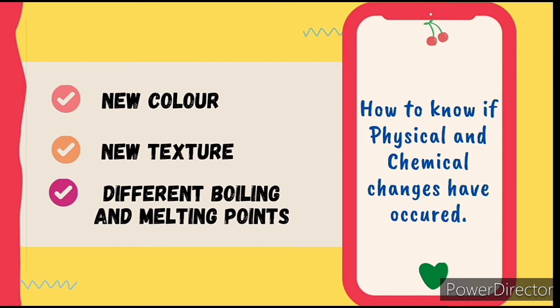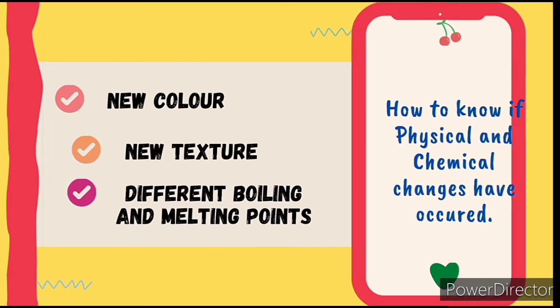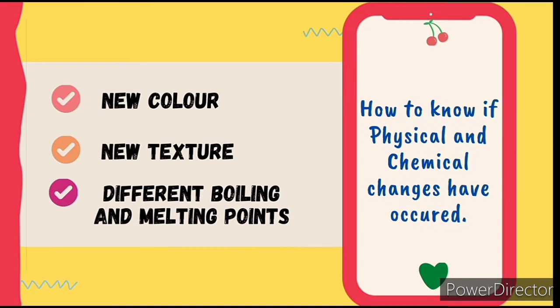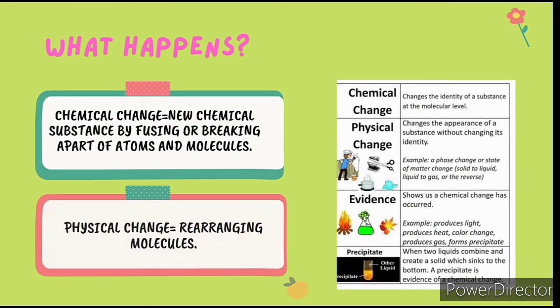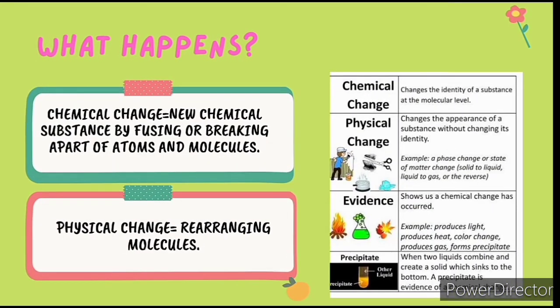Then it might have different boiling and melting points. So it has a new color, new texture, and different melting and boiling points. How does a chemical or physical change occur? In a chemical change, the atoms or molecules are being fused. When you say fused, they are being joined together or they are being broken apart.